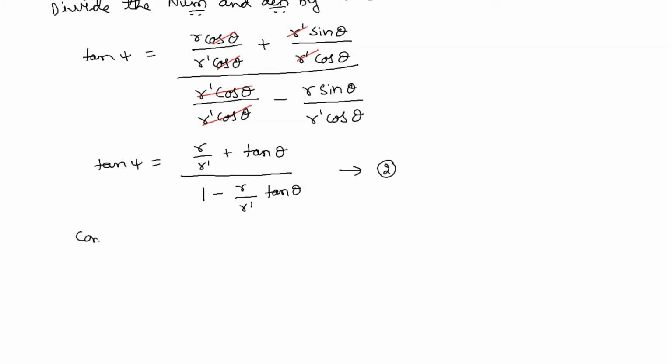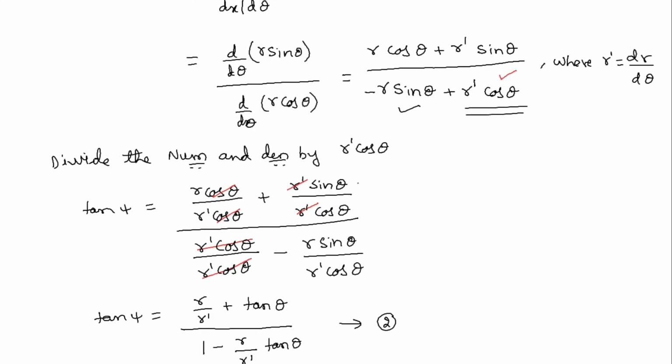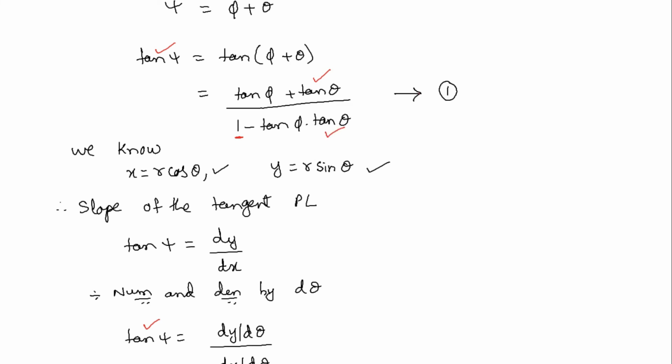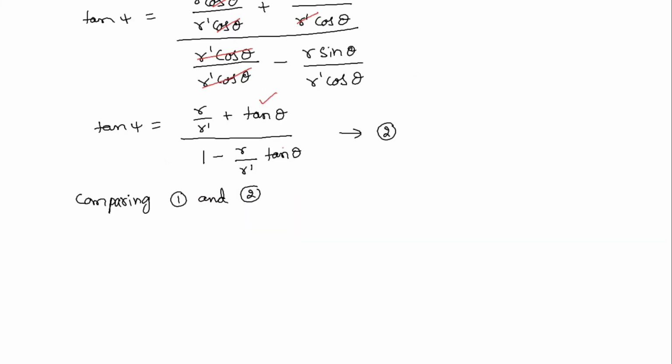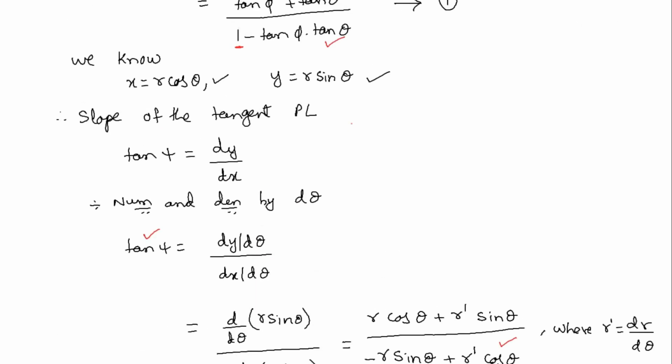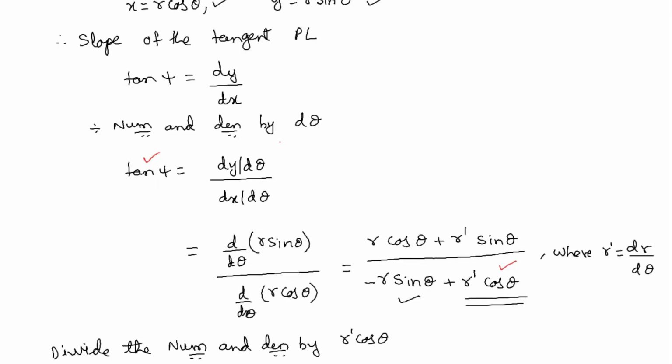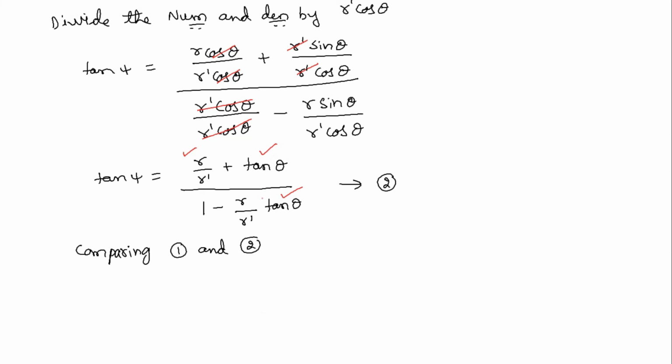So let us try to compare these two equations. Comparing equation number 1 and equation number 2. As you know, the left hand side is the same for both equations: tan psi and tan psi. You can see that you have tan theta here, and that value we can see over here also, tan theta and tan theta on the right hand side. Whereas in the case of tan phi, it is in the numerator as well as in the denominator. So in this place, what you have is r by r' and r by r', which means tan phi will be r by r'. Just comparing these two equations, we are getting the value of tan phi to be equal to r by r'. So tan phi, we got the value as r by r'.